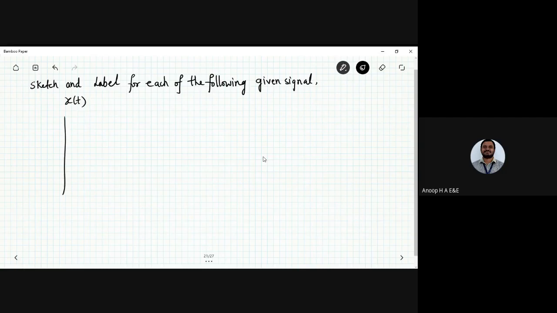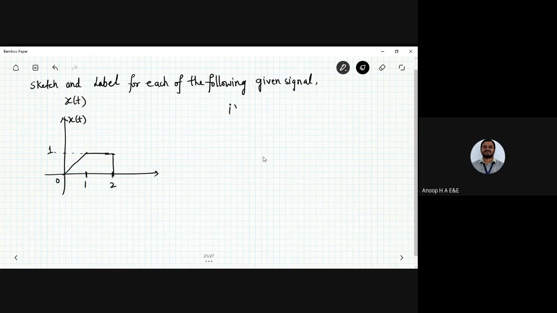This is x of t, what I'm writing now. 1, 2, this is 0, 1, 2. Okay, so an increase in ramp, having a magnitude till 1, and this is 1 to 2, which is there. Now at 2 you're going to drop it. So this is x of t.